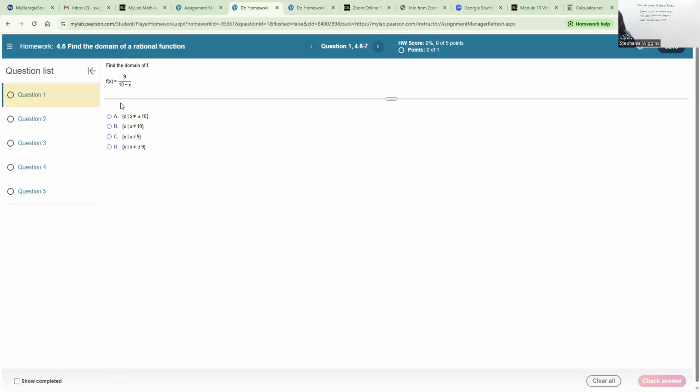Okay, so we're going to find the domain of a rational function. Basically, if I plug in a 10 here, 10 minus 10 is going to give me 0 in the denominator. You cannot divide by 0. So you're simply going to exclude 10 from all real numbers. And this is set builder notation.